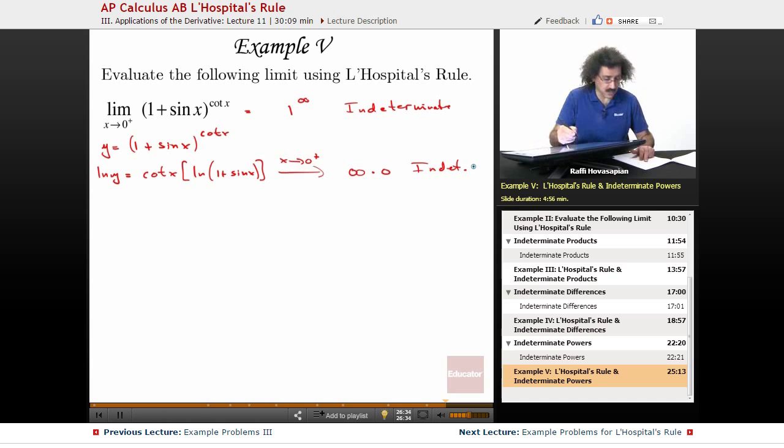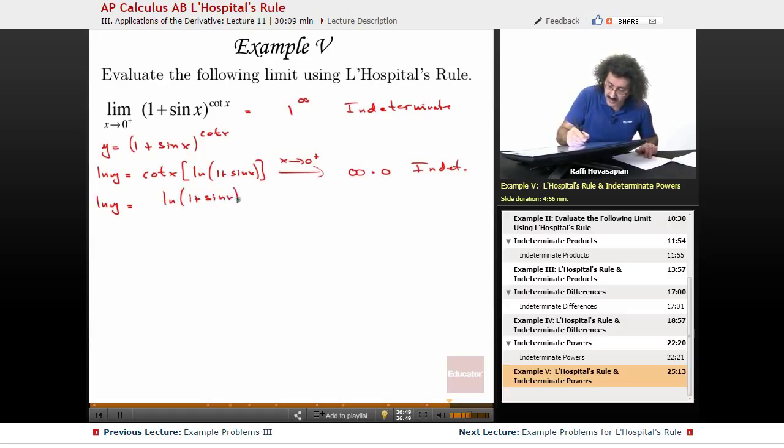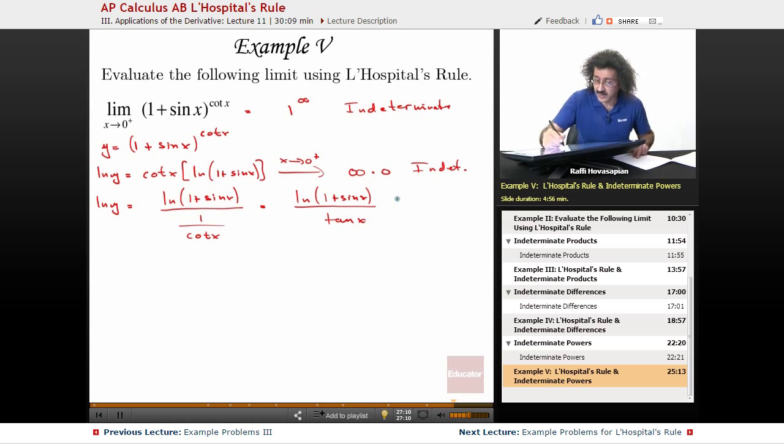So far so good. We're working it out. How do we deal with an indeterminate product? We drop one of them down into the denominator. So I'm going to write this as ln y equals ln of 1 plus sine x all over 1 over the cotangent of x. Okay? Well, this is nothing more than the ln of 1 plus sine x. 1 over cotan is the tangent of x.